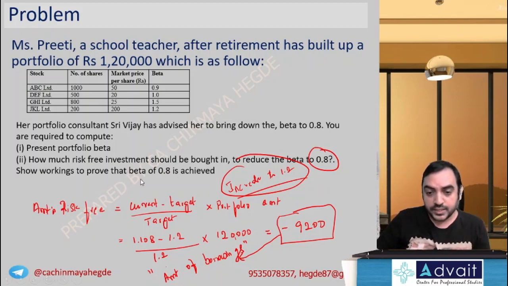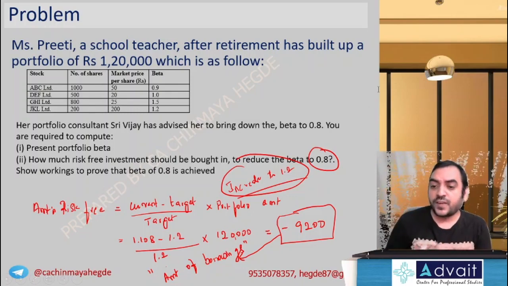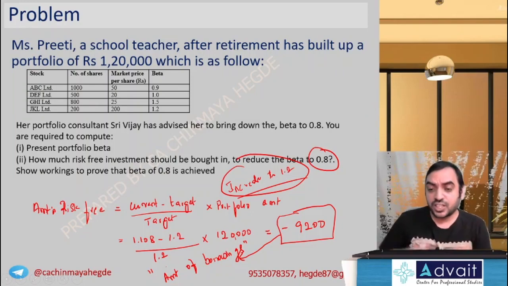Show workings to prove the beta is achieved. Is it there in the problem? To prove that? Okay, if they ask, let's do it. How will the financial risk be considered in that situation? Financial risk would have been already considered. That's how beta is increasing.